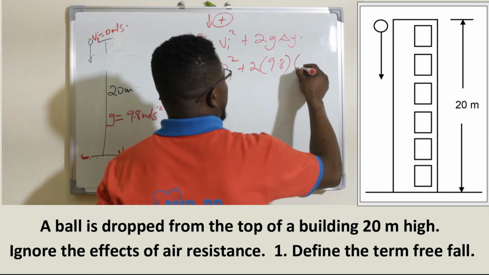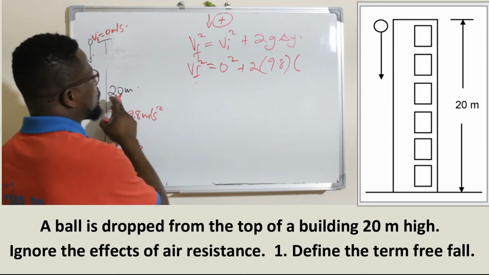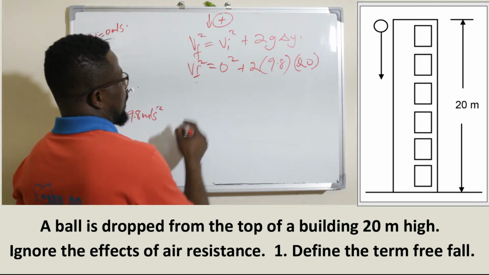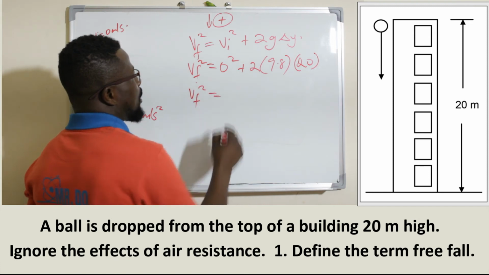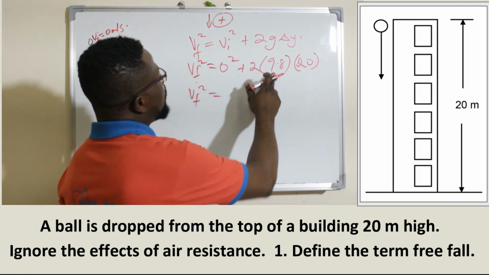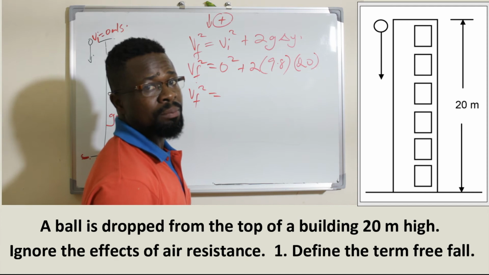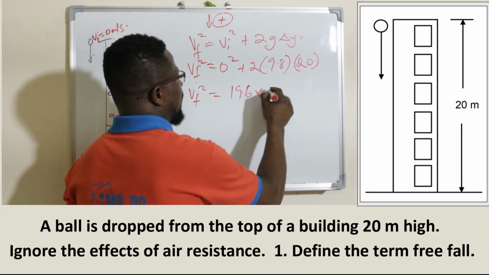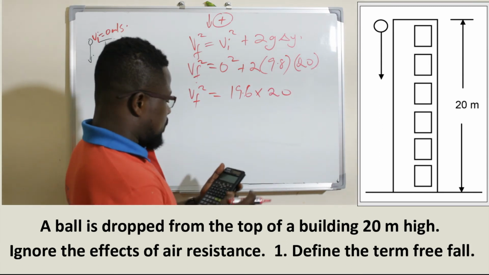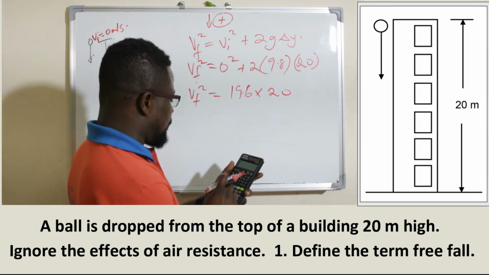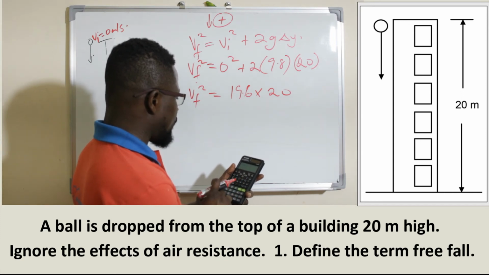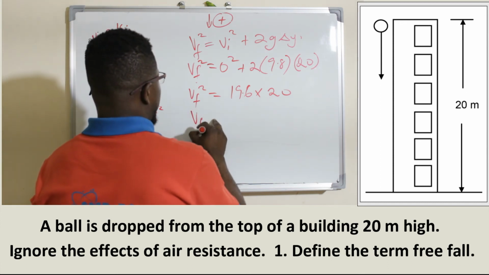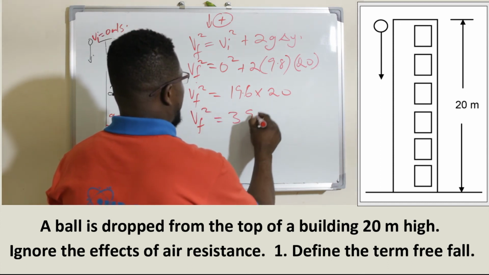And then we're going to multiply it by the displacement, which is given to us to be what? 20. And now let's see, Vf squared is now equal to, if I multiply 2 by 9.8, I'm getting 19.6. So that is 19.6 multiplied by 20. And what will that give you? So 19.6 multiplied by 20, and then we get in what? 392. So Vf squared is equal to 392.